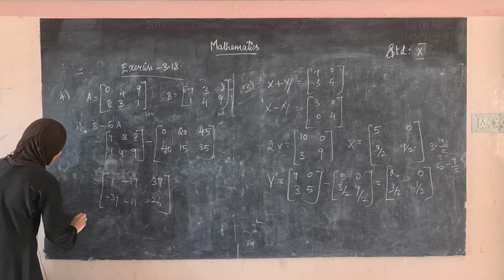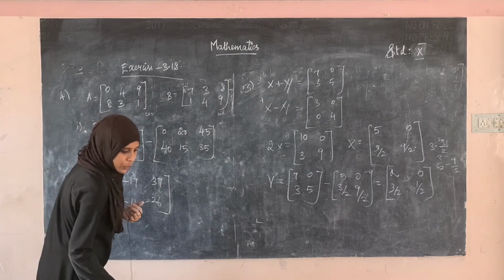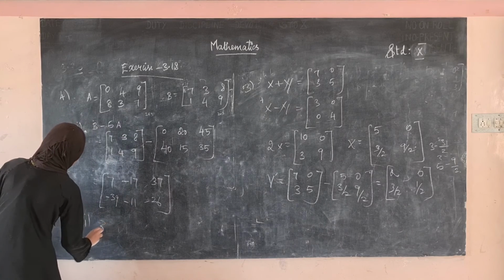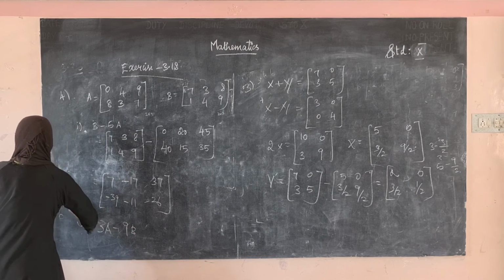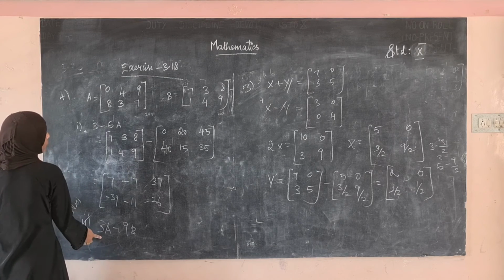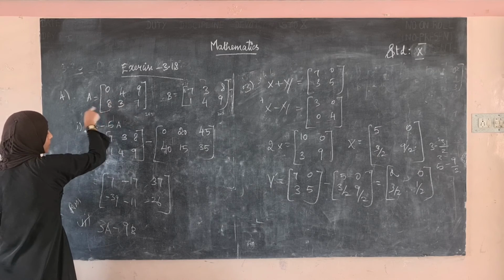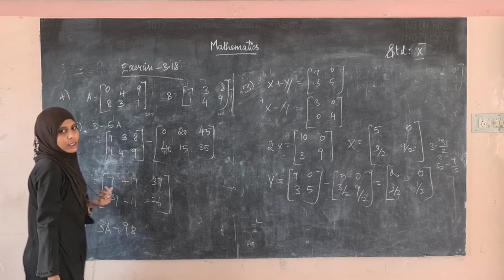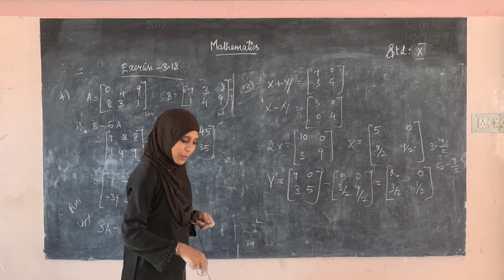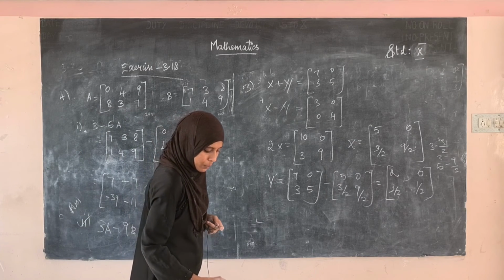And the next one they have asked us to find 3A minus 9B. This is the assignment for you. Okay, what you have to find? You have to multiply 3 with all the elements in A, and you have to multiply 9 with all the elements in B, and we have to subtract those two resulting matrices. Okay, the fifth sum.